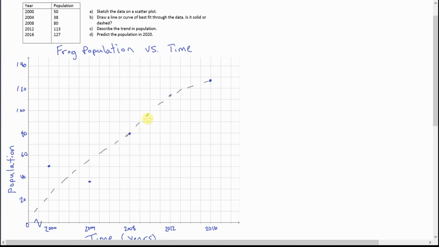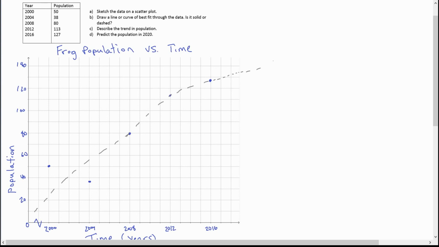But at least we see for the last few data points a little bit more of a smooth curve, and we can continue it along. It looks like the frog population will continue to increase, but not at as big of a rate. So it's slowly increasing.